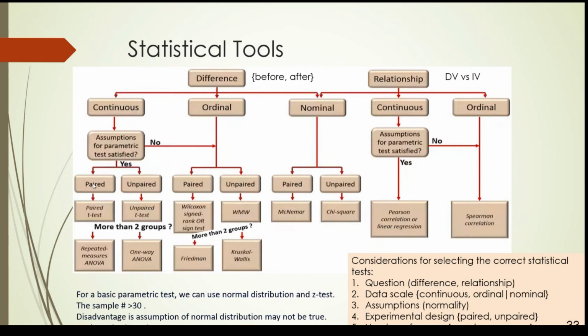Paired data means the two groups have a relation. Unpaired means the two groups are independent. Or you have more than two. Because remember just now we have a control group and an experiment group, right? We also have an experiment group before and after. So that is where paired and unpaired is coming from.